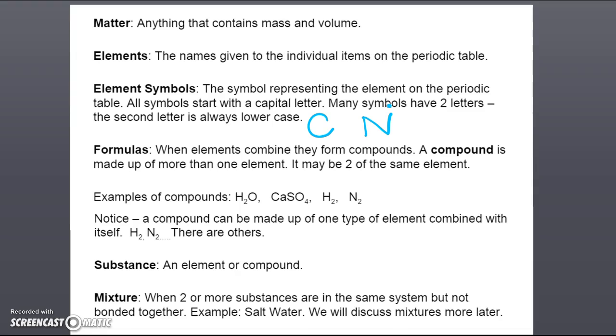They are just one letter. Something like sodium, if you're familiar with that, is Na. Notice the a is lowercase as it is the second letter.